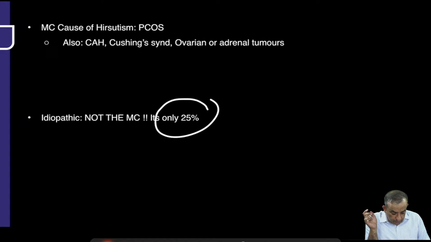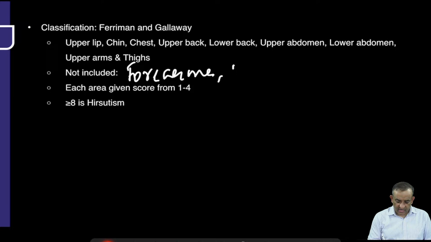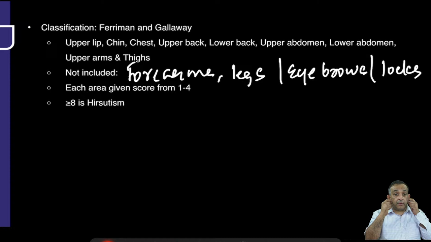Classification of hirsutism is by the Ferriman-Galloway method, and it has nine areas: the upper lip, chin, chest, upper back, lower back, upper abdomen, lower abdomen, upper arms and thighs. Very importantly, not included are the forearms and legs, and also not included are the eyebrows and the side locks. So prominent side locks and slightly thick eyebrows don't mean hirsutism. But the other areas which I mentioned, that means hirsutism.